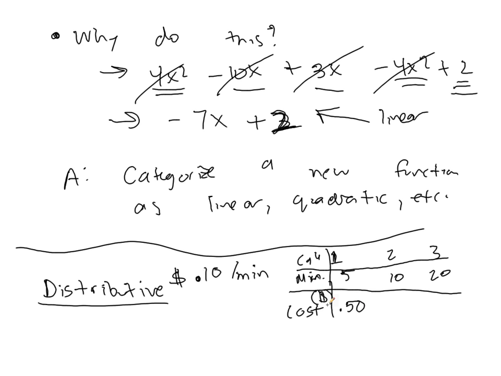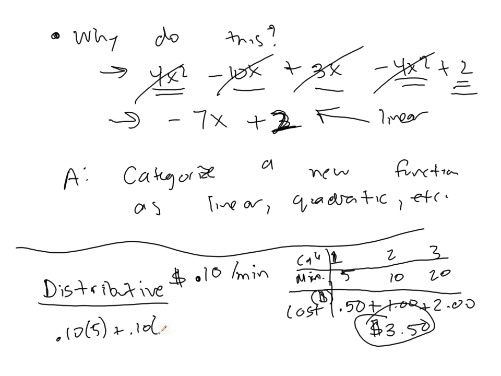So this is measuring in dollars. The second call, 10 minutes, 10 cents each would be $1. And then for 20 minutes it would be $2. So in total, this plus this plus this would be $3.50 that I paid to make these long distance calls. Okay, so what do we do first? Well, we took 10 cents times 5 plus 10 cents times 10 plus 10 cents times 20 and added those together and we got $3.50.